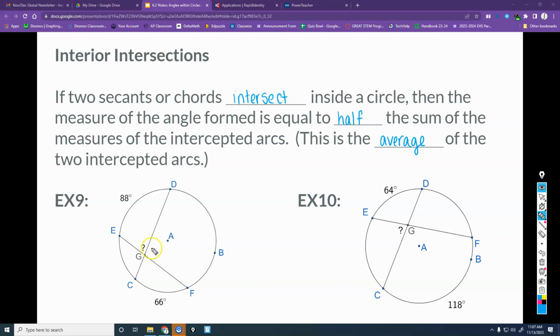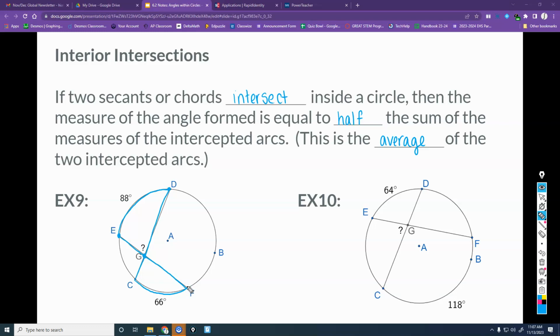So, for number 9, we do not have a central angle or an inscribed angle. The vertex of this angle right here is just floating around somewhere out there in the middle of the circle. It's not on the circle. It's not in the middle of the circle. It's just right here. So what's going to happen if we take the lines that make up that angle? We're going to get two arcs here. We will get this one up here is 88, and this arc right here is 66.